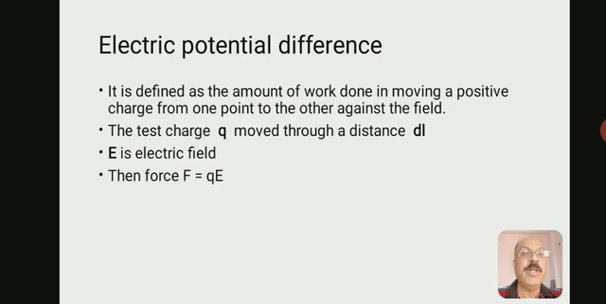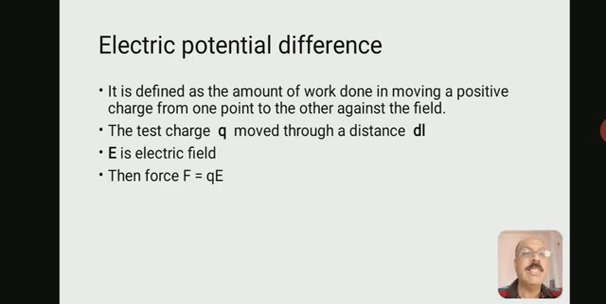Now, what does electric potential difference mean? Suppose you take two points, A and B, and a charge moves from infinity towards a charge Q. At point B the potential is VB, and at point A the potential is VA. Now what about VB minus VA?